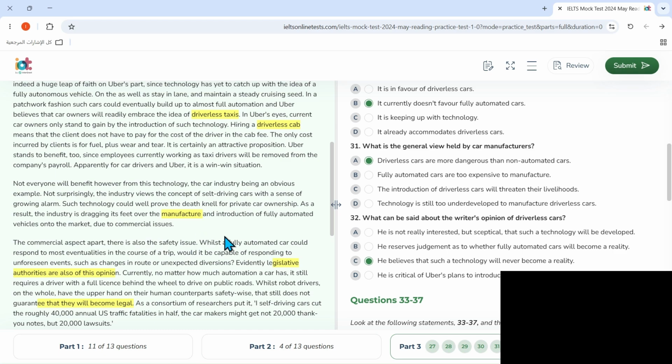Aligning this phase of the manufacture and introduction of fully automated vehicles into the market due to commercial issues. The deadline for private car ownership. As a result, the industry is dragging its feet over the manufacture and introduction of fully automated vehicles onto the market due to commercial issues.